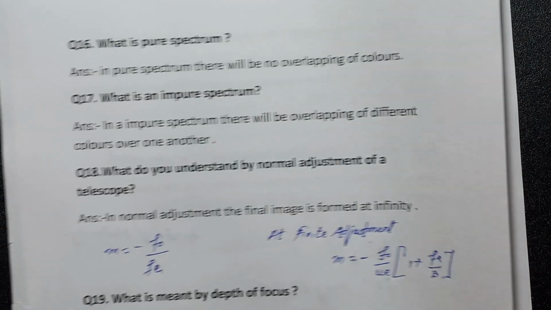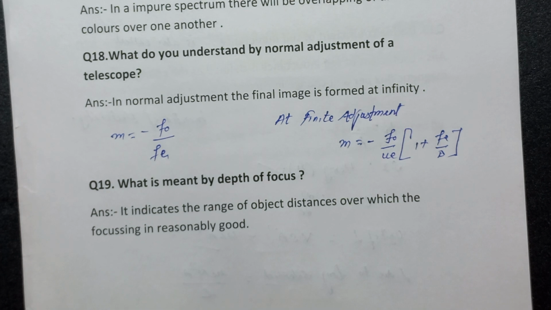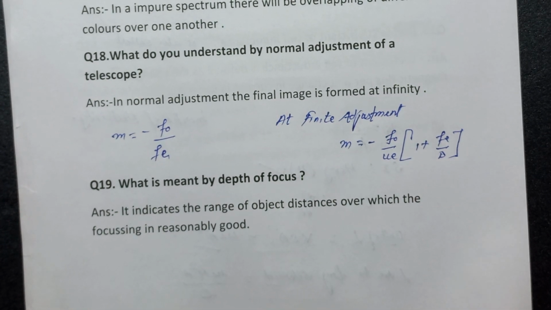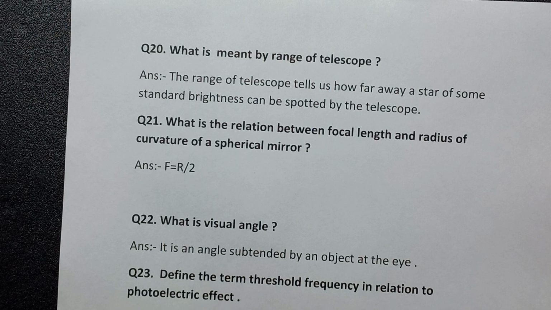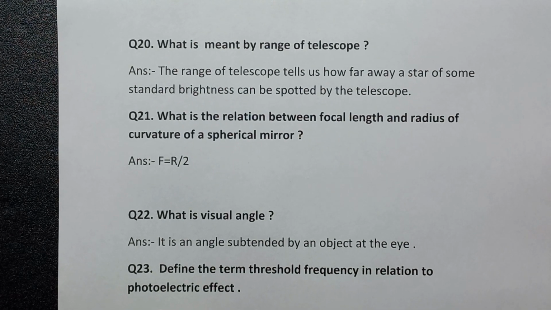What is meant by depth of focus? It indicates the range of object distances over which focusing is reasonably good. Now next question, what is meant by range of telescope? The range of telescope tells us how far away a star of some standard brightness can be spotted by the telescope.